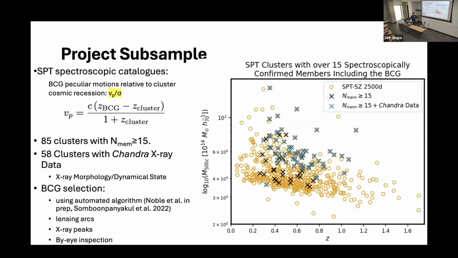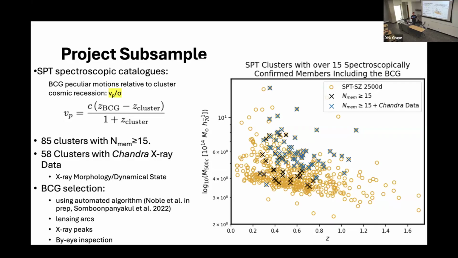But by requirement, we need spectroscopic information to actually do this measurement, to measure the peculiar velocity of the BCG with respect to the cluster, in a sample of clusters with sufficient spectroscopic data that we're able to accurately characterize the motion of the cluster and its redshift. And we apply a cut of at least 15 spectroscopically confirmed cluster members to actually make this measurement on.